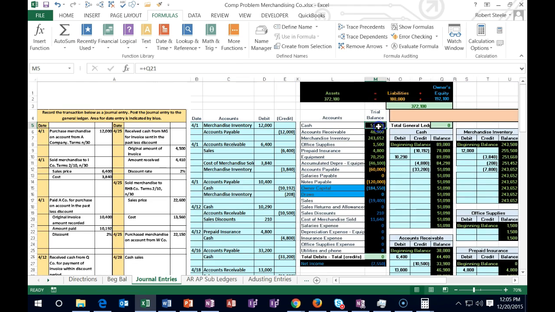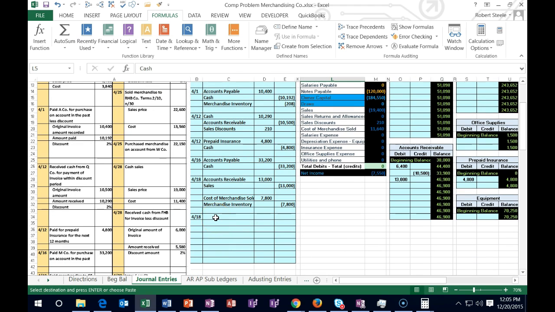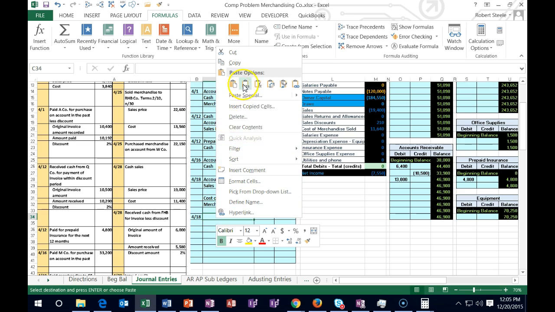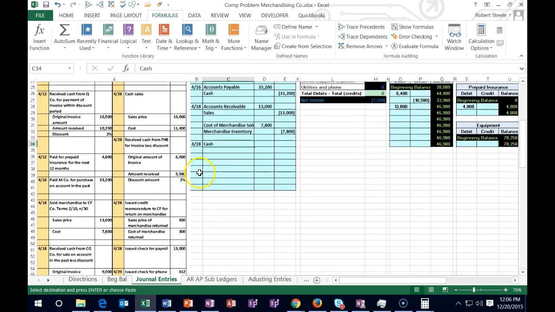Cash has a debit balance. We're going to make it go up. And it has a debit balance, so we're going to make it go up by doing the same thing to it, which in this case would be another debit. So I'm going to be here in C34, debit. Question, how much are we going to debit for?